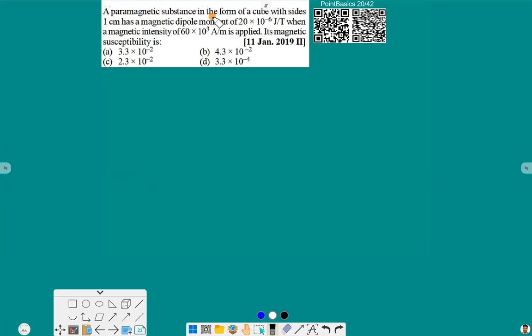A paramagnetic substance in the form of a cube with sides 1 centimeter has a magnetic dipole moment. So we have the volume from the side, we have the magnetic dipole moment, and magnetic intensity is applied. So we have to calculate its magnetic susceptibility. We know that Xi is equal to I by H, where I is the intensity of magnetization, and it is also equal to magnetic moment developed per unit volume. So M by V into H.